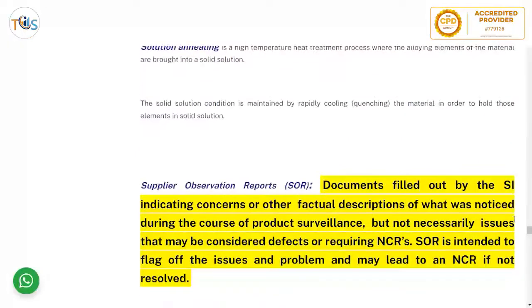Solution annealing is a high temperature heat treatment process where the alloying elements of the material are brought into a solid solution. The solid solution condition is maintained by rapidly cooling the material in order to hold those elements in solid solution. So like freezing the microstructure, as we said.